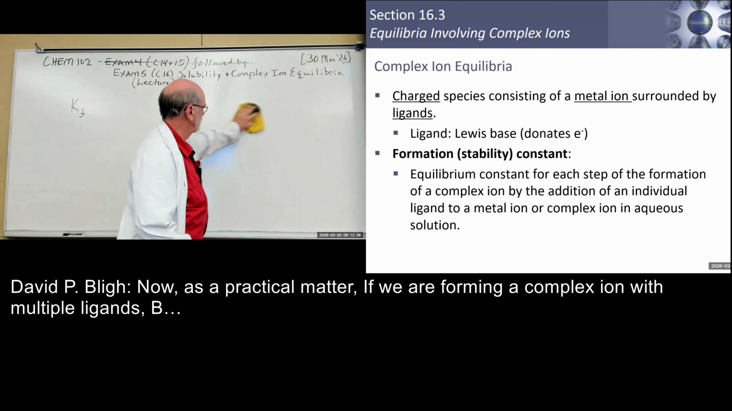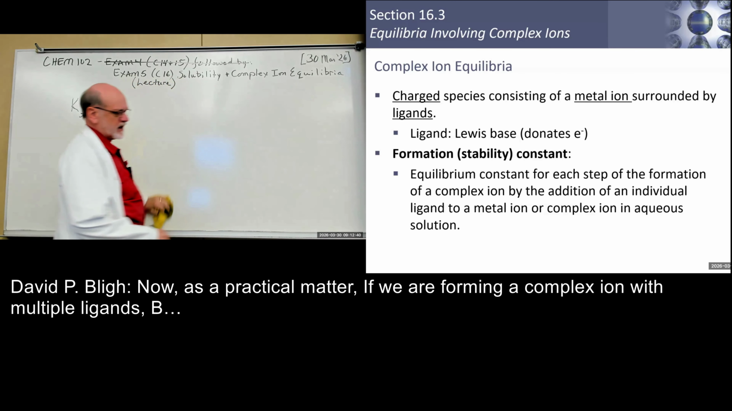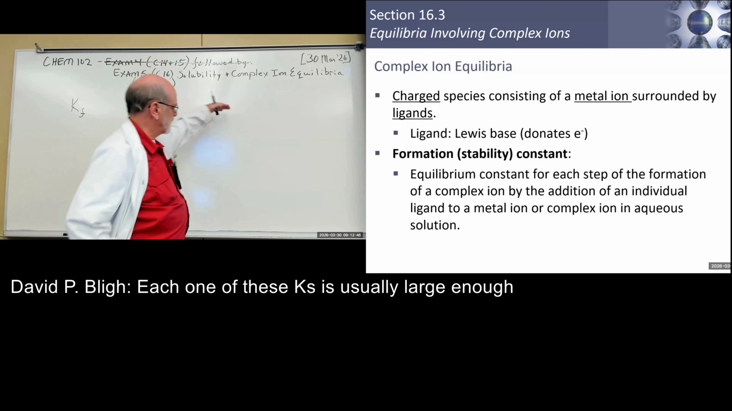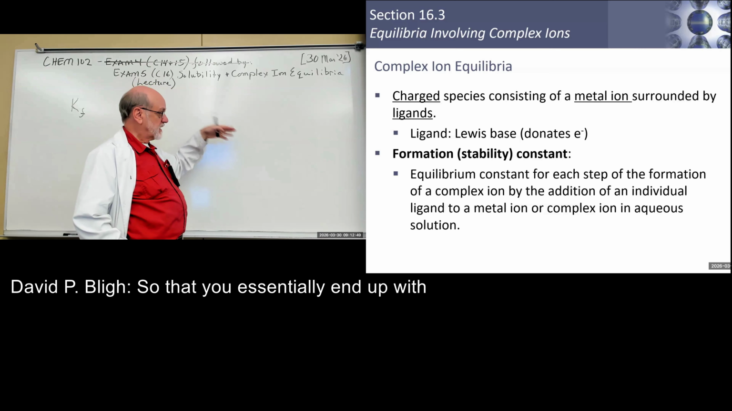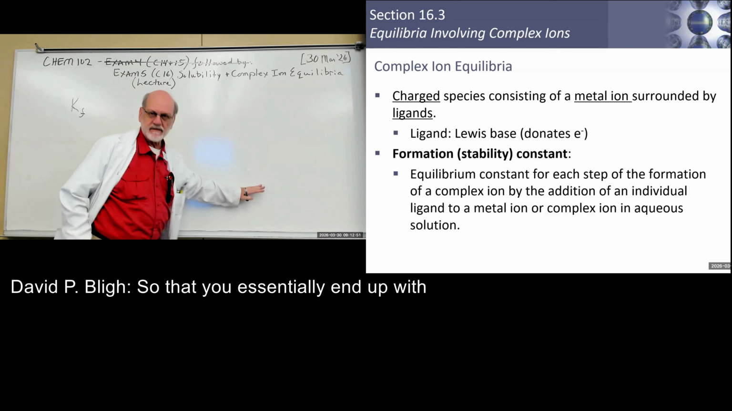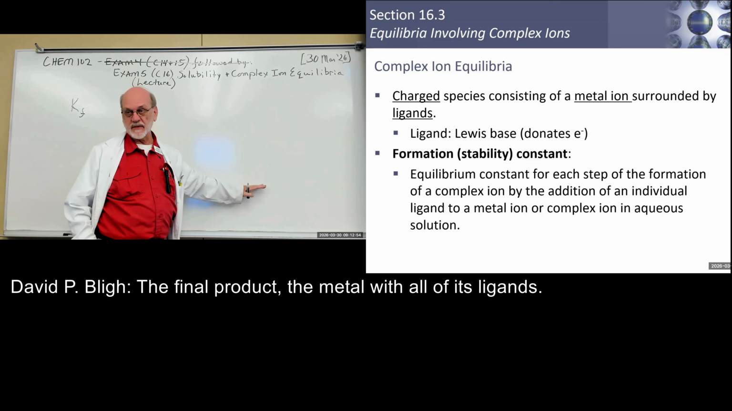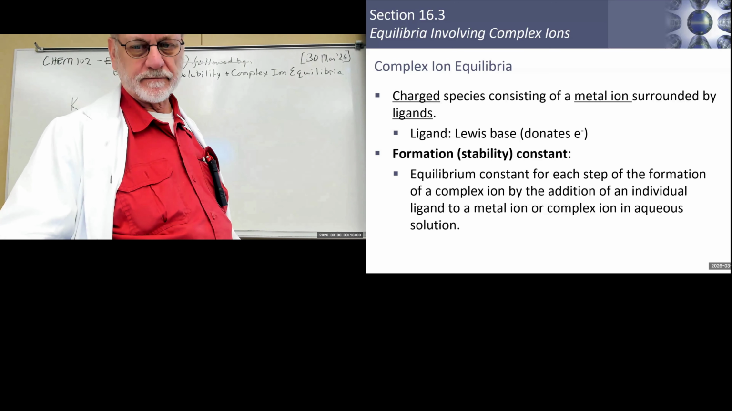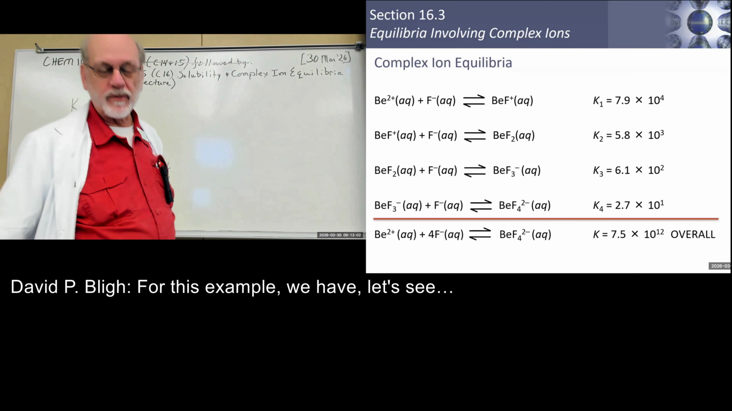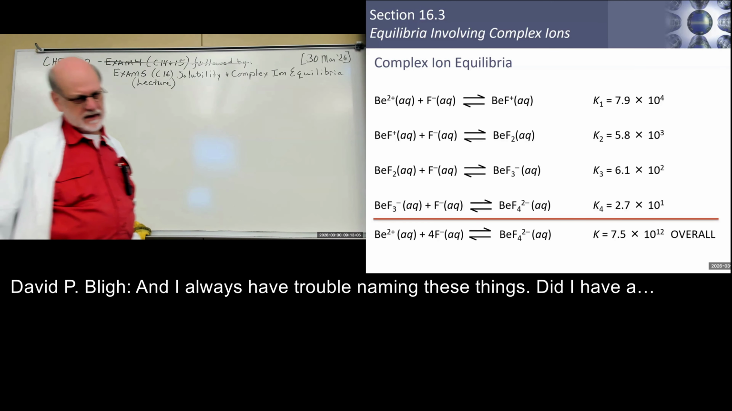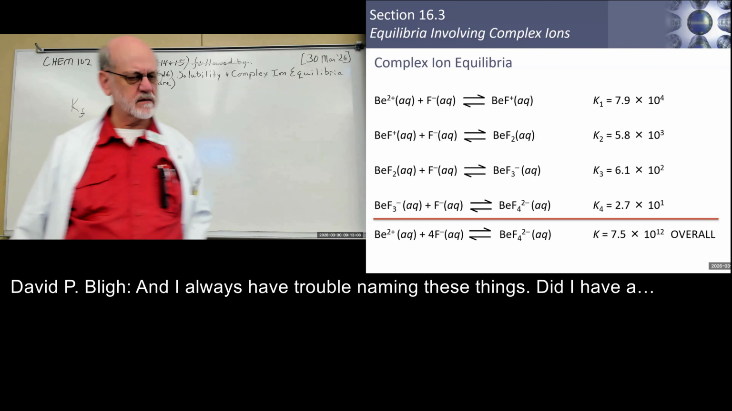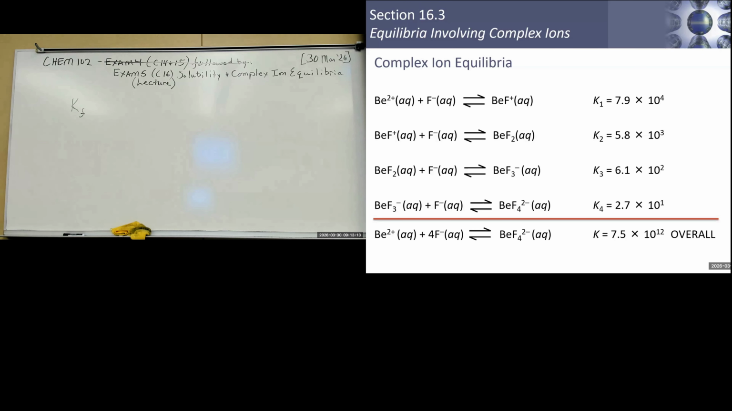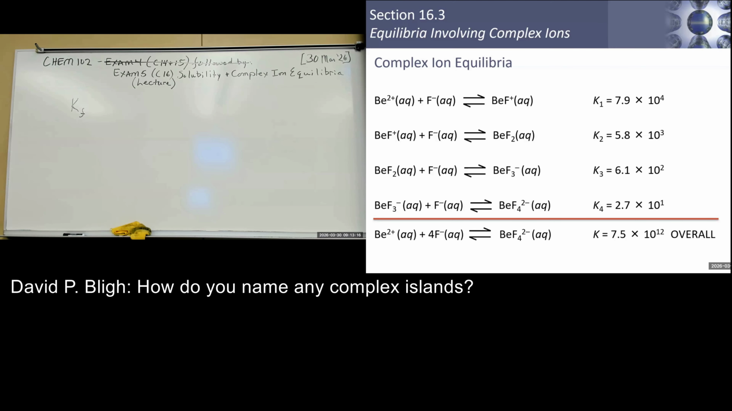Now, as a practical matter, if we are forming a complex ion with multiple ligands, each one of these Ks is usually large enough so that you essentially end up with the final product, the metal with all of its ligands. For this example, we have, let's see, and I always have trouble naming these things. Did I have that? That wasn't part of the handout, was it? How do you name these complex ions?